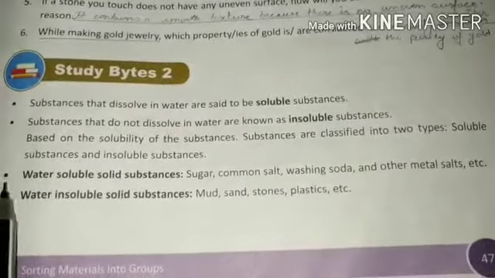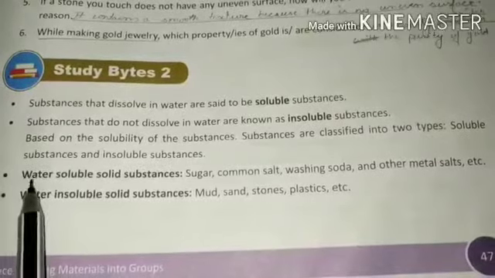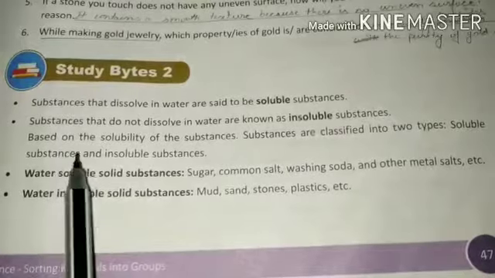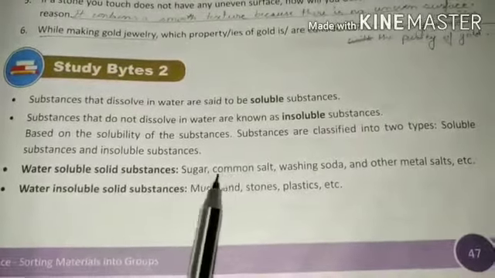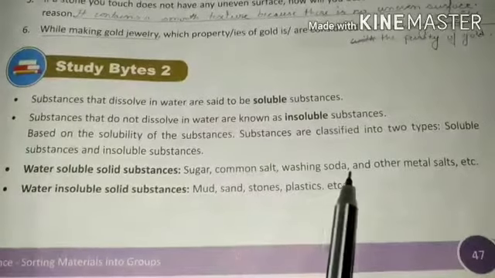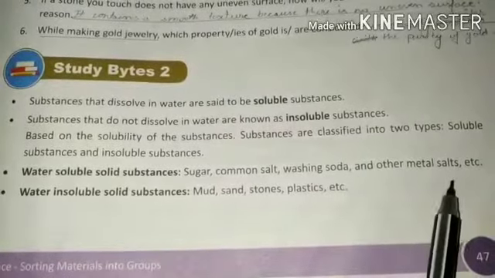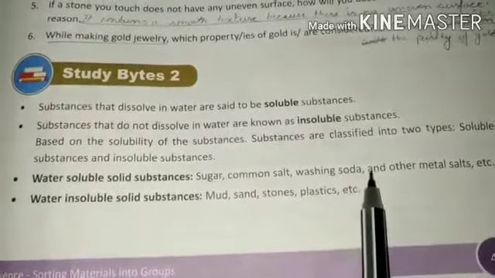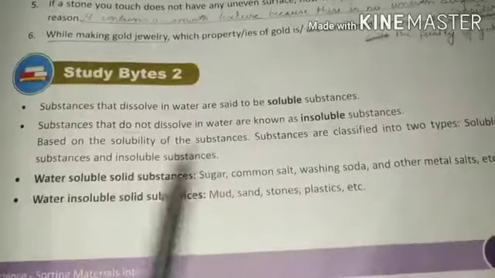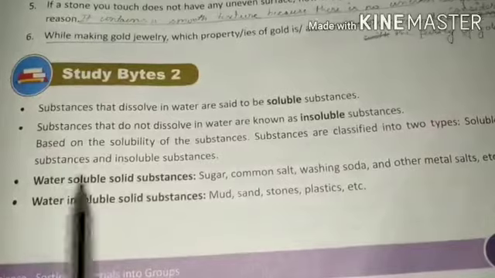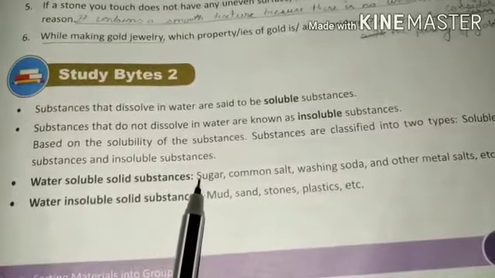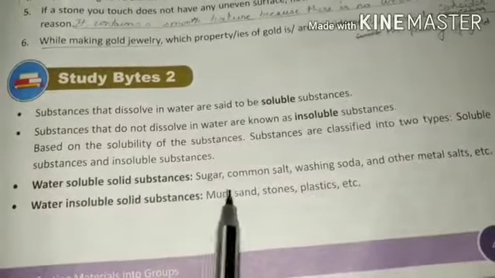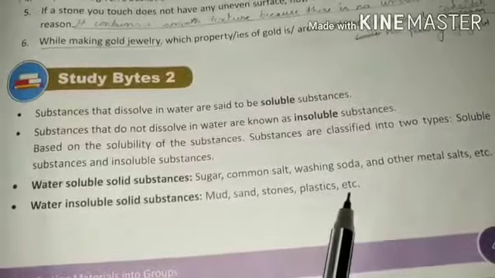Coming to the next topic, that is the solids which are soluble in water. There are some solids which are soluble in water like sugar, common salt, washing soda, and other metal salts. They are all solid at room temperature but still they are soluble in water. The same goes for the solids which are insoluble in water, like mud, stone, plastic, etc.